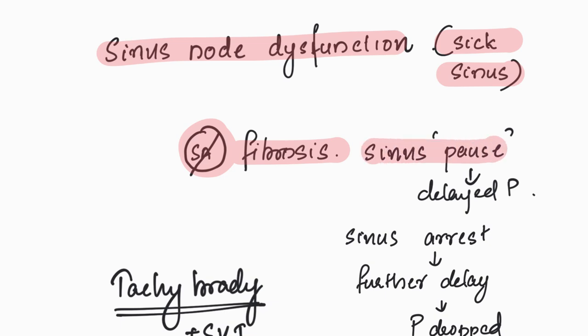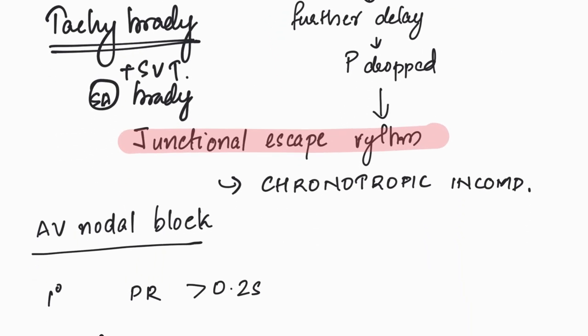When it is so delayed that a P is dropped, we call it a sinus arrest. In this condition, when there is a drop of the P wave, there is something called the junctional escape rhythm, where the AV node becomes the pacemaker. In conditions where there is sick sinus syndrome, we usually see what is called chronotropic incompetence. When patients are asked to exercise, usually the heart rate increases, right? So these patients are not able to increase the rate in response to exercise. This is what we call chronotropic incompetence.